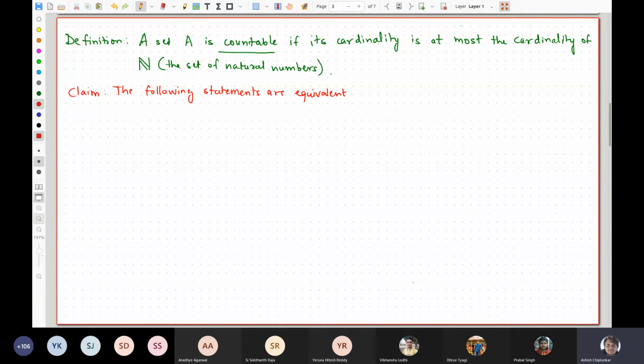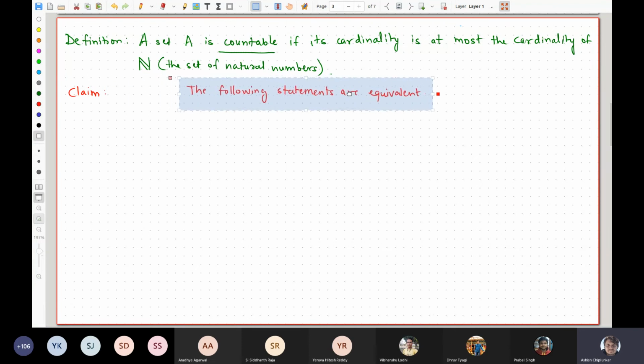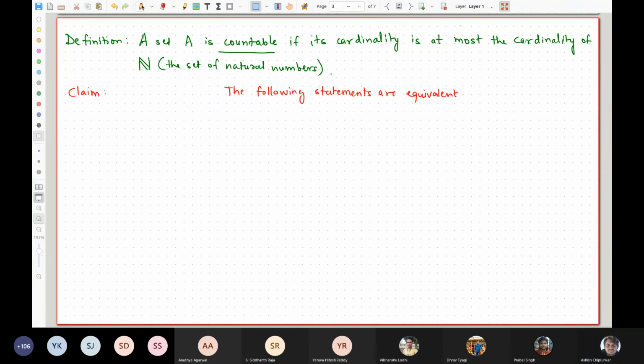When I say that the following set of statements is equivalent, it means that either all of them are true or all of them are false. Okay, so let A be a set, then the following statements are equivalent. What statements? So first, A is countable. Second, again, this just follows from the definition.